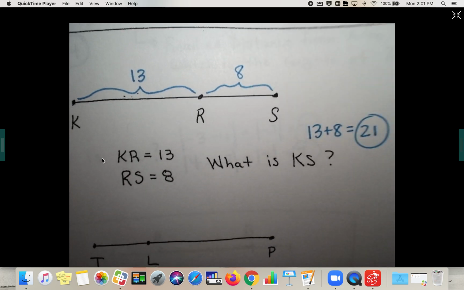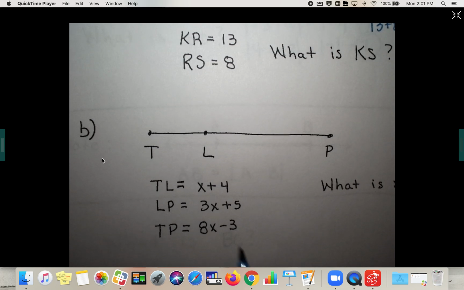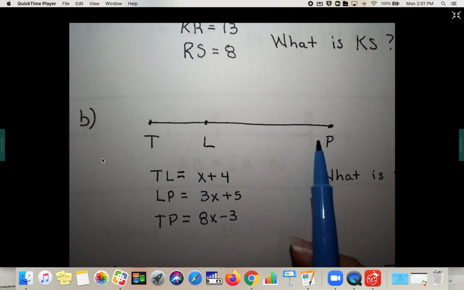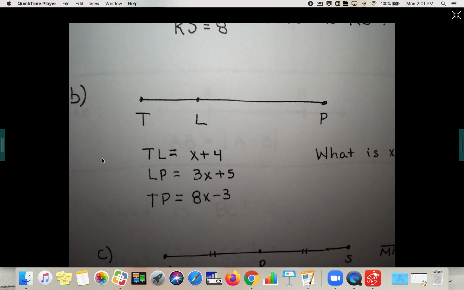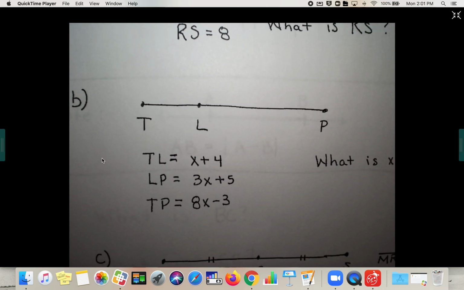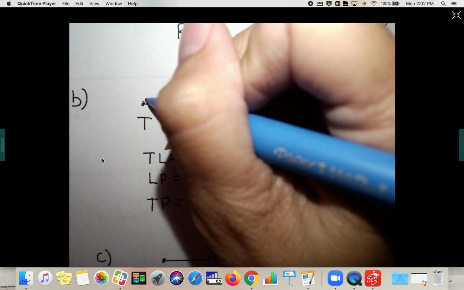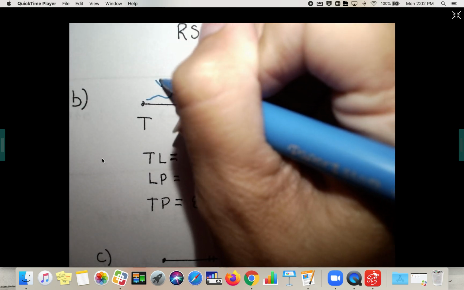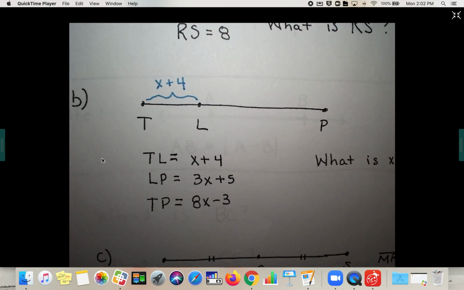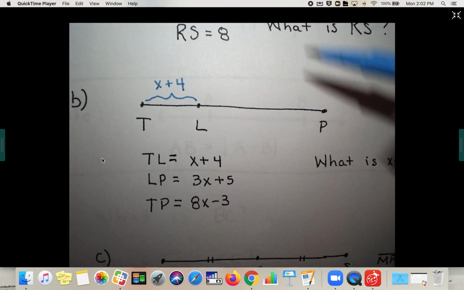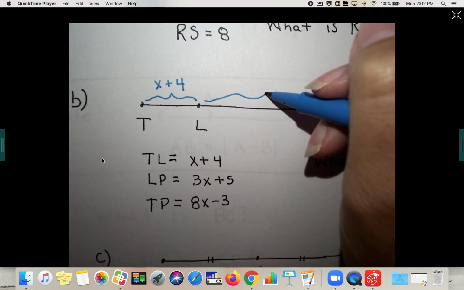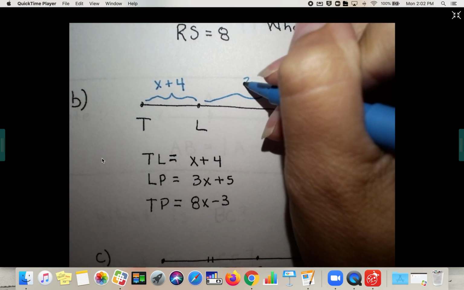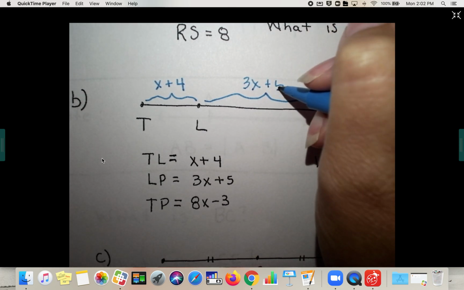Okay, let's try the next one. TL, LP, TP. So this time we're doing a little algebra. I know you guys are all excited about that, so let's do some algebra here. TL is x plus 4. So from here to here, we don't know the distance, but we know that x plus 4 would represent it. Okay? From L to P, we also don't know this distance, but we know that 3x plus 5 would represent it.